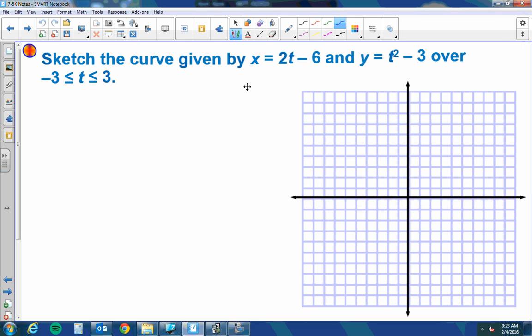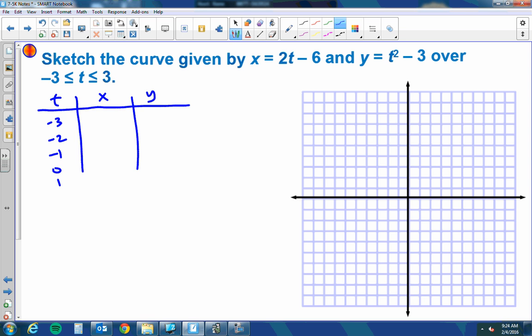So we're talking about parametrics. We've been talking about them to some extent, so we'll take a little different take on them here. Here, we're going to get this one drawn using a table. Make a table. And sometimes you want to kind of pick and choose your t values.